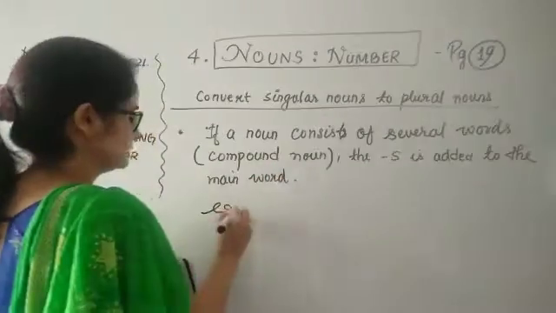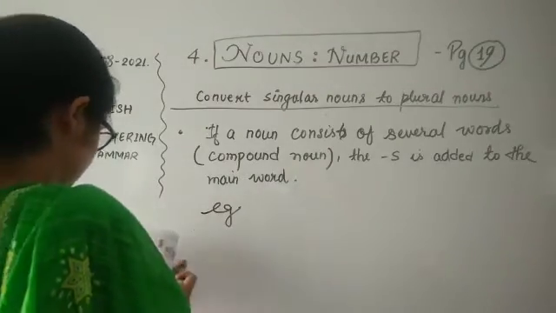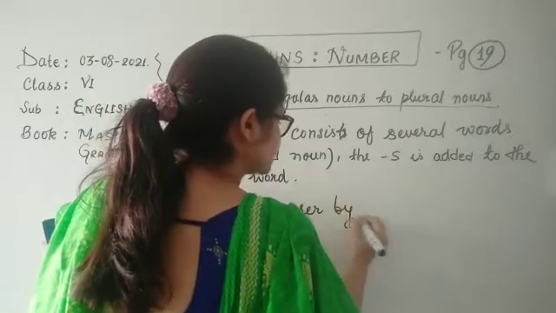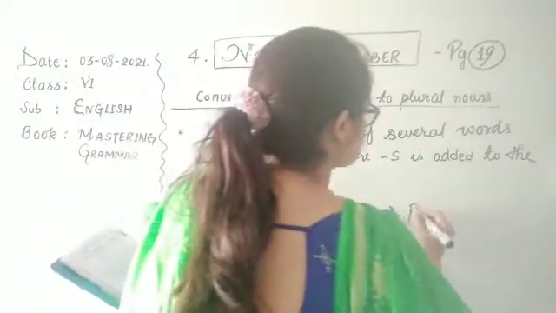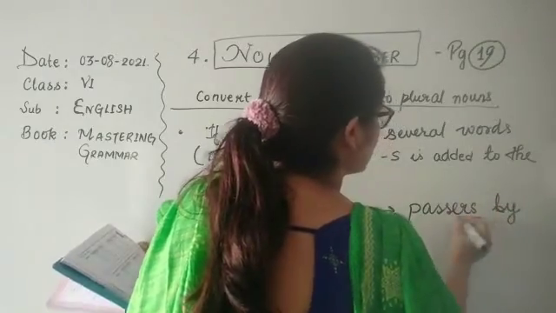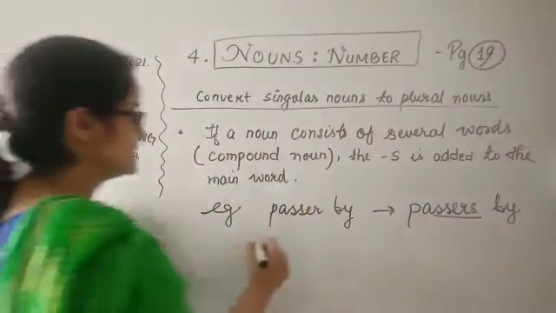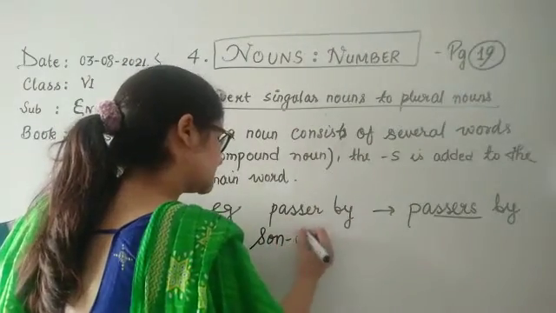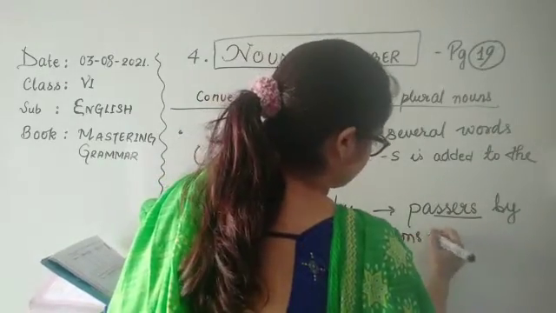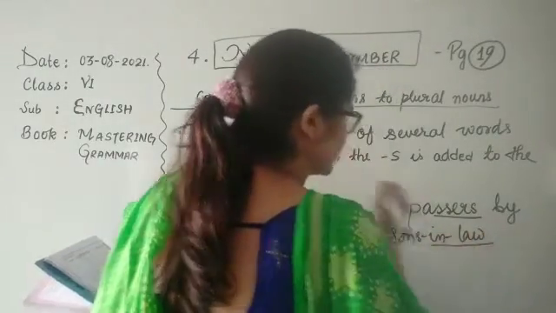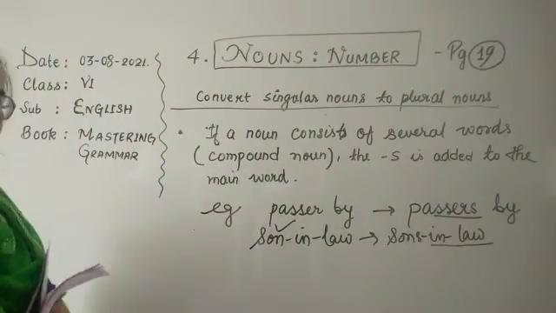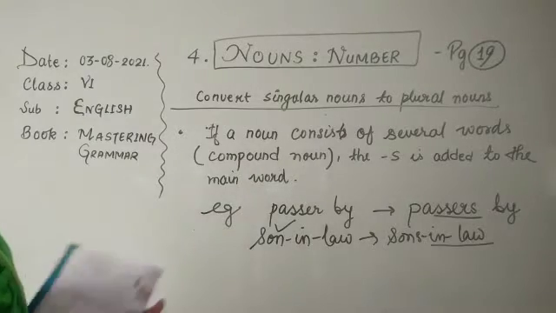For example, passerby. The plural of this one will become passers-by, because by is not a main word here, but in fact passer is. Then son-in-law. Son is the main word here, it will become sons-in-law. We are not going to touch in-law, but instead we are going to change singular to plural of sons. Yes, countable nouns.